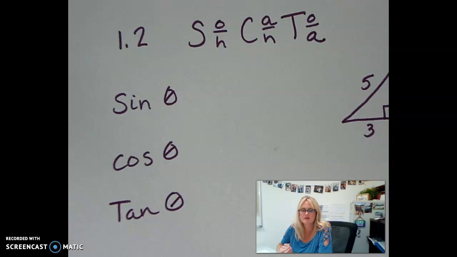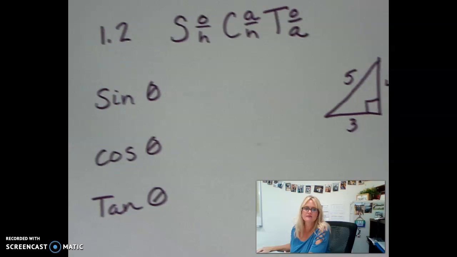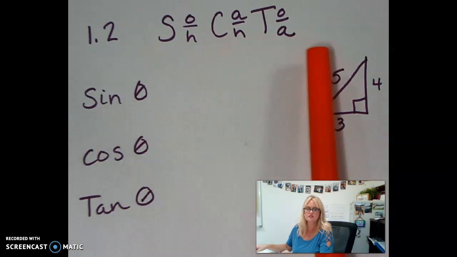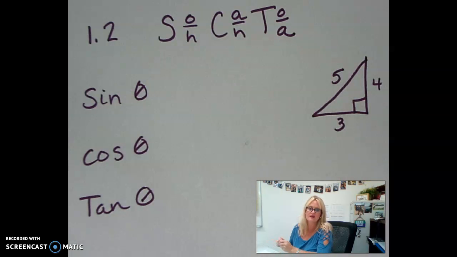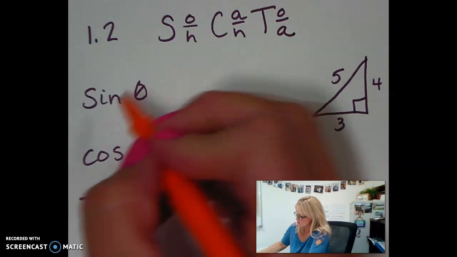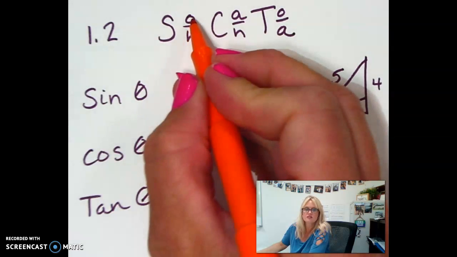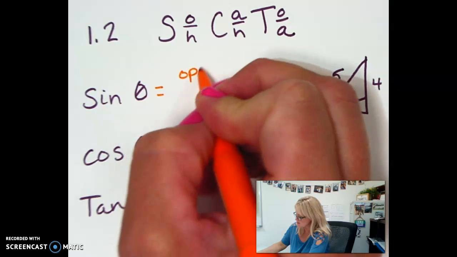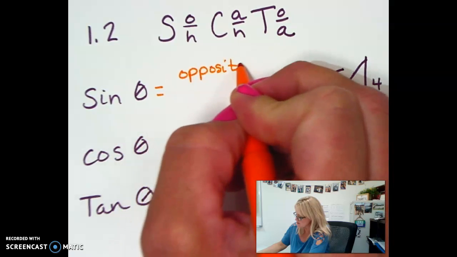Hi, so today we're going to talk about SOHCAHTOA. For those of you who remember that from your geometry days, that is basically talking about sine, cosine, and tangent. And we give you that SOHCAHTOA to help you remember which one goes with what. So the sine of theta is the SO. The O stands for opposite over hypotenuse.